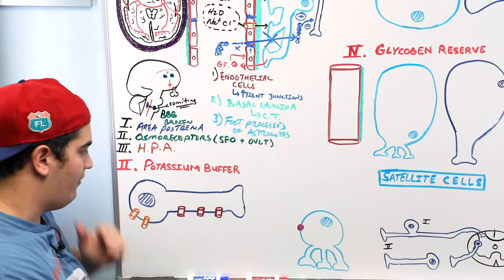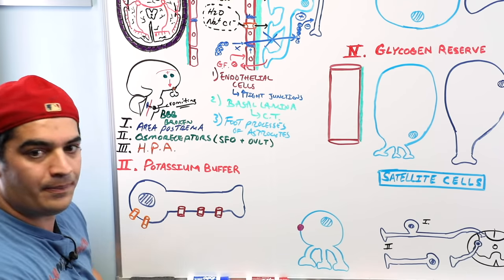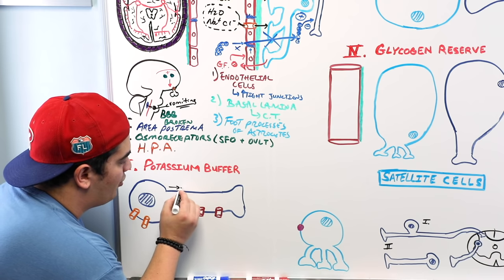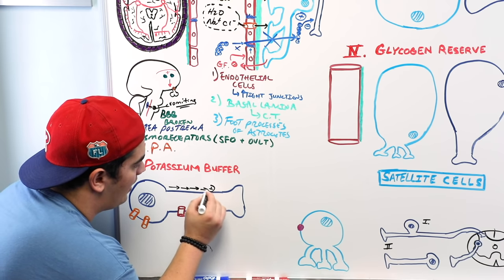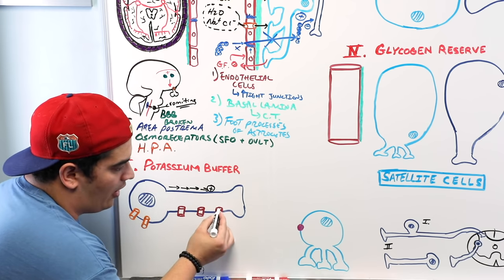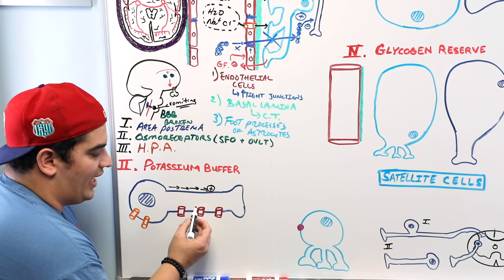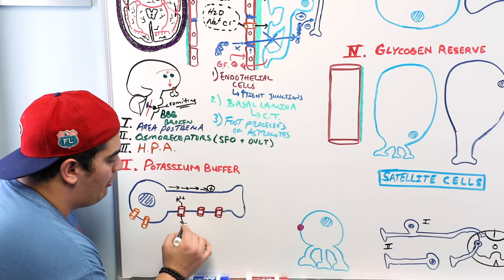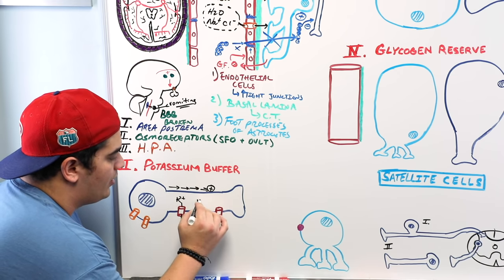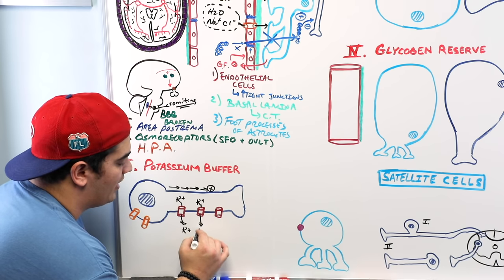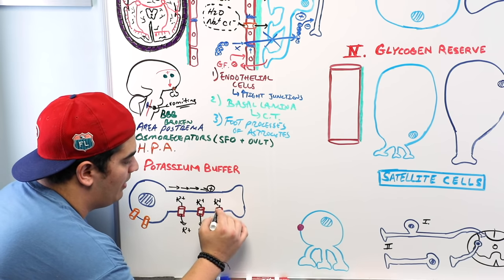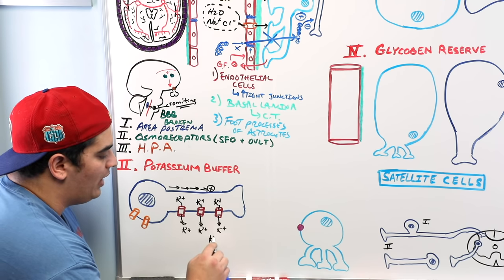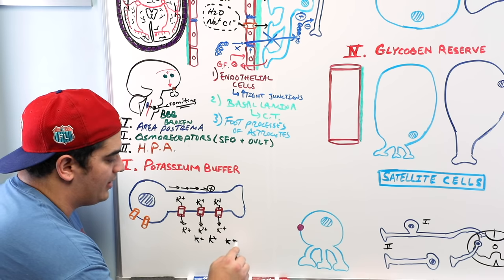Now let's talk about the second function, which is how it acts as a potassium buffer. You know with the neurons, right? Here we have a neuron. Whenever a neuron is generating an action potential, they're sending positive charges down the axon because sodium is flushing into the cell. During repolarization, what happens? Voltage-gated potassium channels open and potassium starts exiting the cell. So during the repolarization phase of the action potential, potassium is leaving this axon and accumulating out here in the extracellular space.